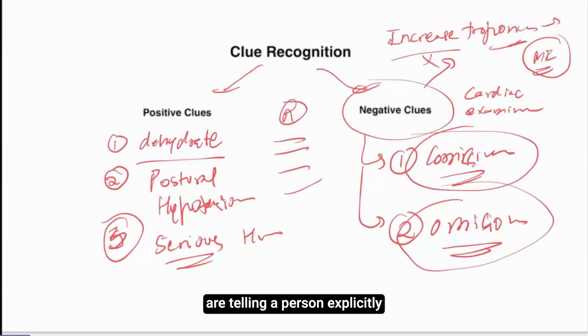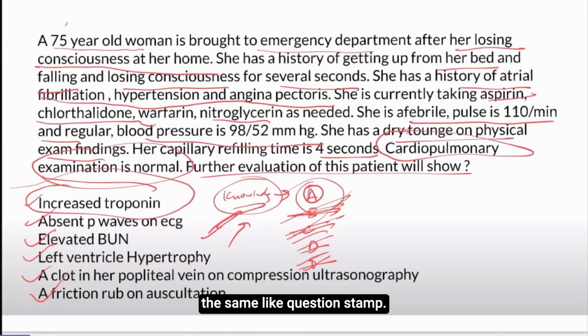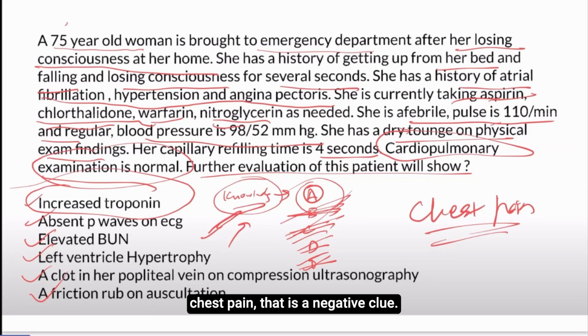So commission is you're telling a person explicitly that something is normal so you can rule things out. The other is omission. You don't even mention information about the condition. An example is, do you see in this scenario if there is any chest pain? Let's go back to the same question stem. I want you to read this again. 75-year-old woman coming to the ED after losing consciousness, history of postural hypertension, history of AFib, hypertension, angina pectoris, currently taking aspirin, chlorothiazide, warfarin, nitroglycerin, afebrile, pulse is this much. Is she complaining of chest pain anywhere? And if she's not complaining of chest pain, that is a negative clue by omission.